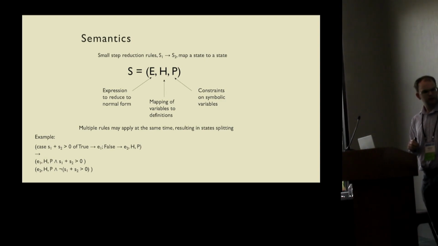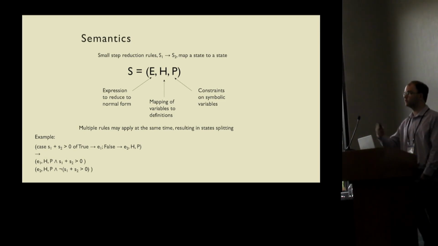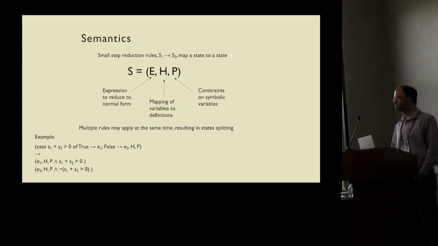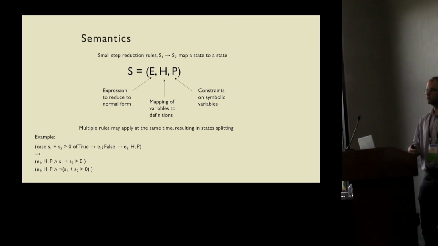So we have case S1 plus S2 is greater than 0 of true, run expression E1, or false, run expression E2. And this can be executed in 2 different ways by applying 2 different rules. So we could have evaluation continue with E1, and then we need, as part of our path constraint, that S1 plus S2 is greater than 0. Or we could have execution continue with E2, and then we need to say that S1 plus S2 is not greater than 0.